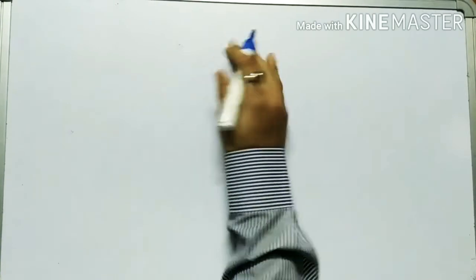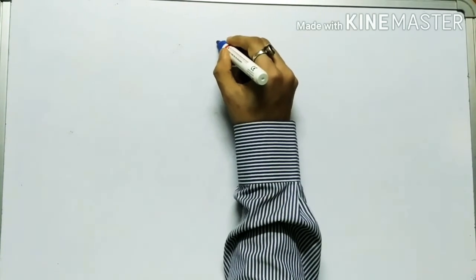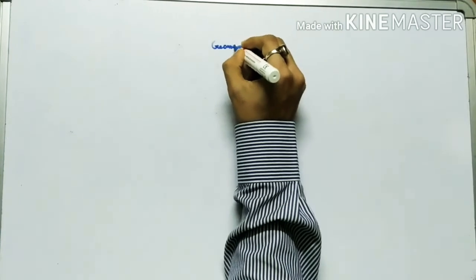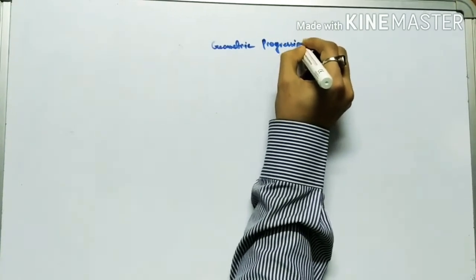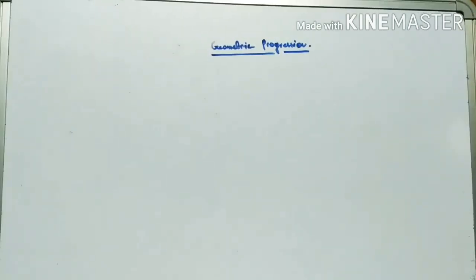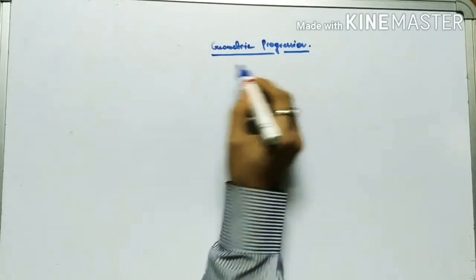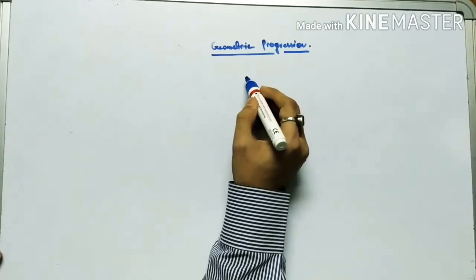So now you see geometric progression, GP. Earlier we learned about arithmetic progression. Now in this video it is geometric progression.